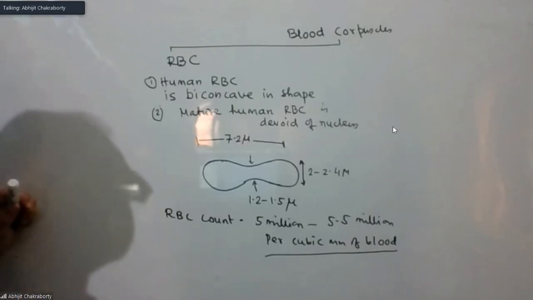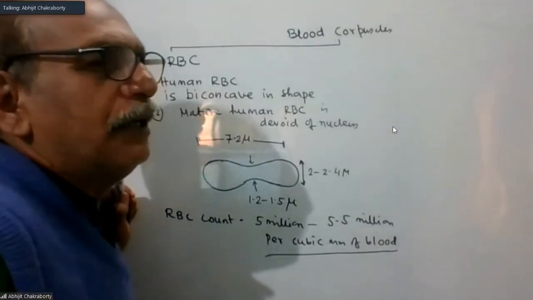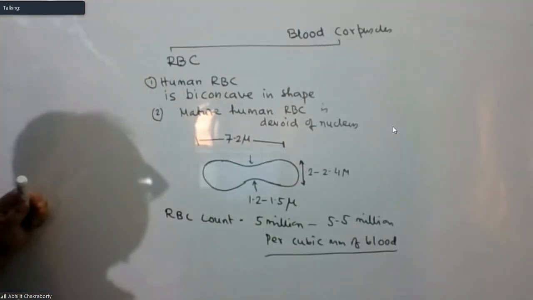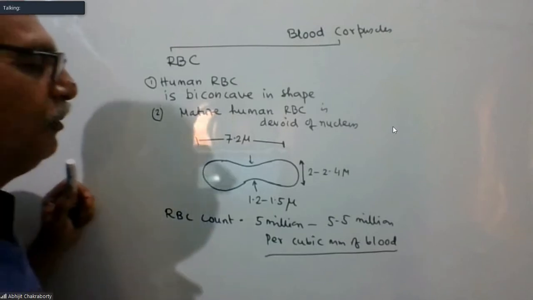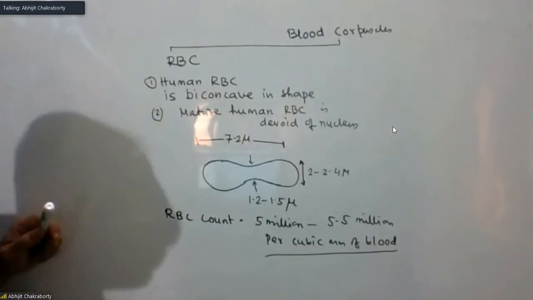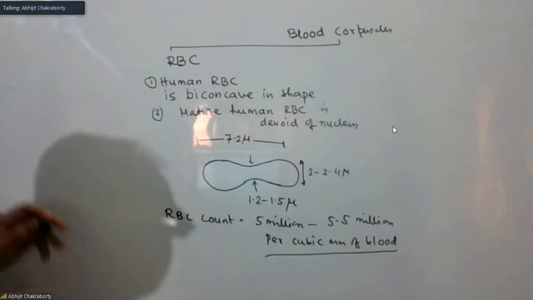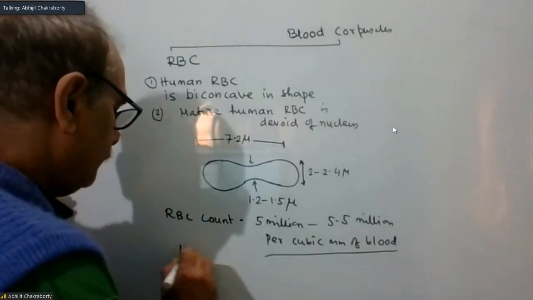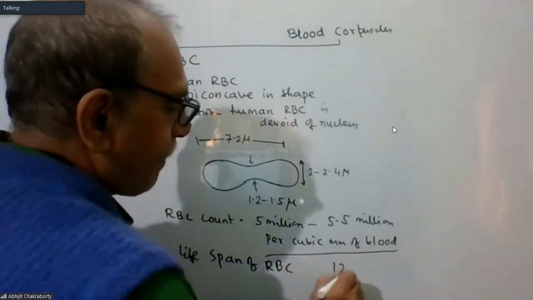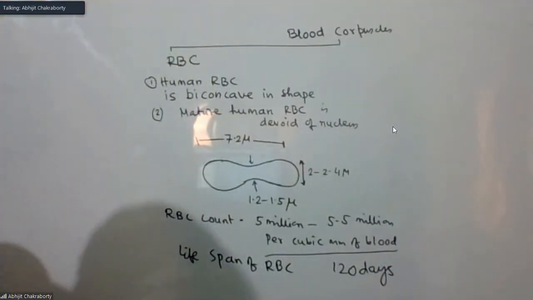Or you can write 5 to 5.5 million per microliter of blood, same thing. Cubic millimeter of blood or microliter of blood, the same thing. So this is the RBC count. Lifespan: 120 days.